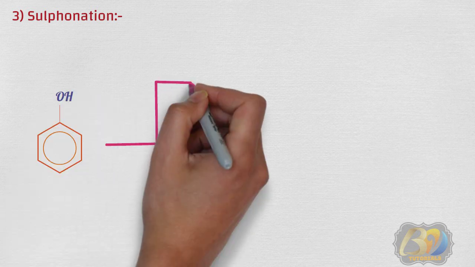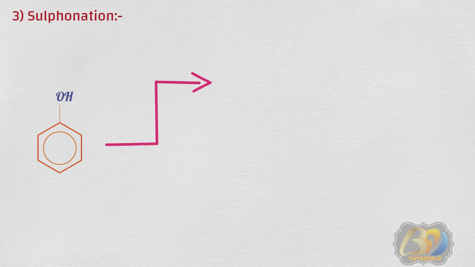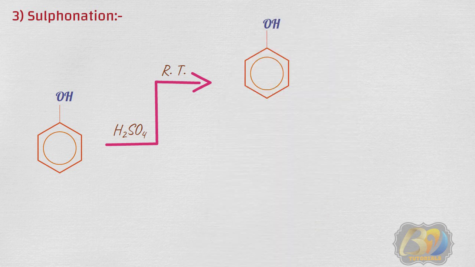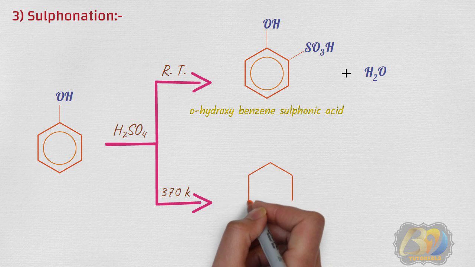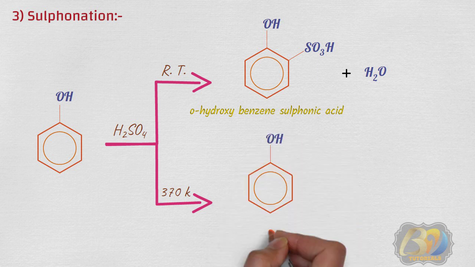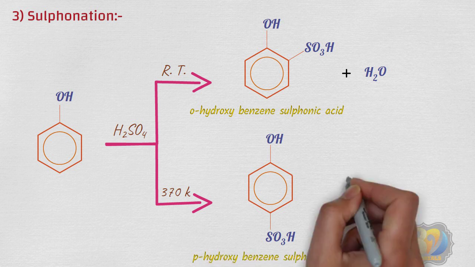The third reaction is the sulfonation reaction, that is replacement by the sulfonic acid group. Here also phenol reacts with sulfuric acid in two ways. In the first way, phenol reacts with sulfuric acid at room temperature and produces ortho-hydroxybenzene sulfonic acid with the loss of a water molecule. In the second way, phenol reacts with sulfuric acid at 370 Kelvin temperature to form para-hydroxybenzene sulfonic acid with the loss of a water molecule.